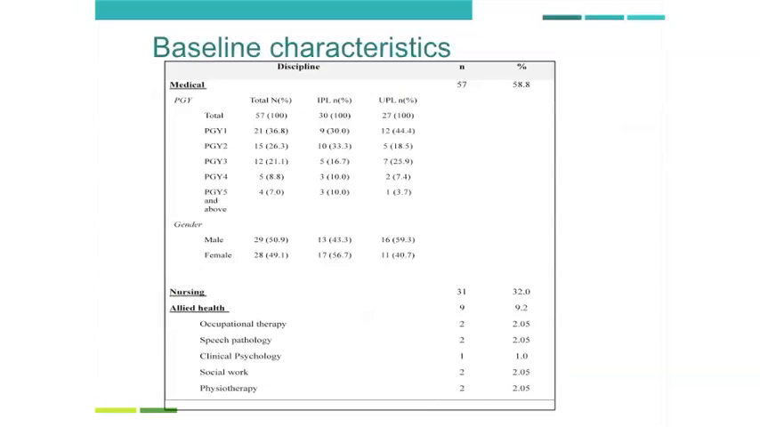So this is just a brief baseline characteristics of all the participants. Medical staff consists of about 60% of all the participants. Nursing, we had 31 nursing staff coming through. And in terms of allied health, although the numbers are small, you could see that there was quite a lot of interest from various disciplines, pretty much covering all of the allied health disciplines. And I think that was a very good reflection of the interest in this area.